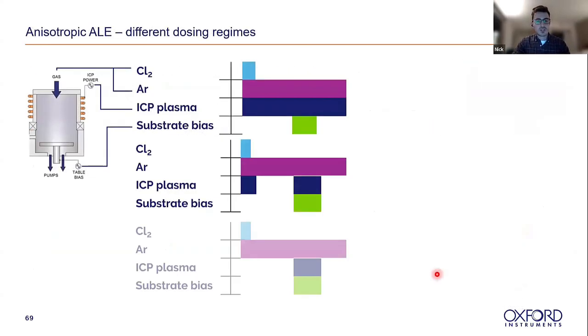There's a few different dosing regimes. As I mentioned, you can vary whether you turn the ICP plasma off during your purge steps, or whether you leave it on, or whether you only have the ICP power on during the etching step. So you can do a kind of gas phase modification. You could just dose chlorine gas and then only have the plasma during the removal step, or you can use chlorine plasma as the modification, also with plasma removal.